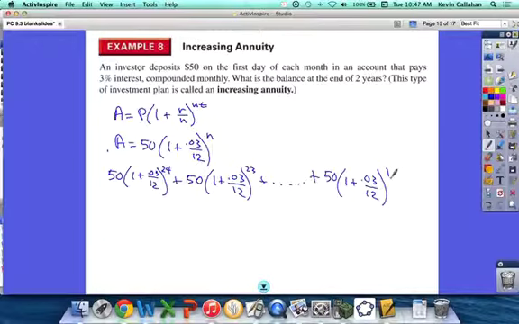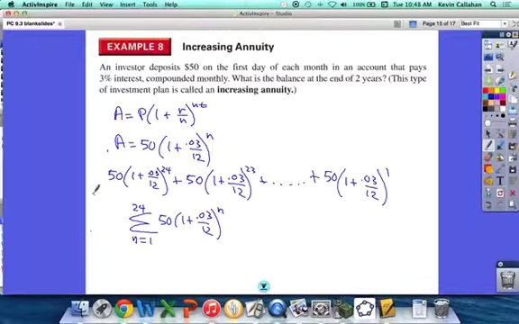Okay, well, we could write that with a summation notation, right? This is the sum from n equals 1 to 24 of 50 times (1 plus 0.03 over 12) to the n. So that's going to be geometric, right? Because we have a number that's being raised to the n, kind of looks exponential there. That's going to be a finite geometric at that.